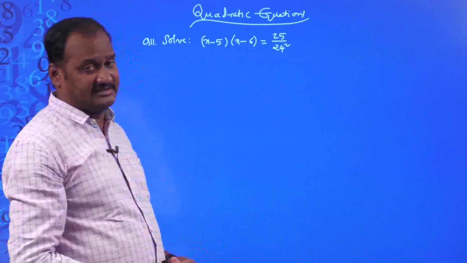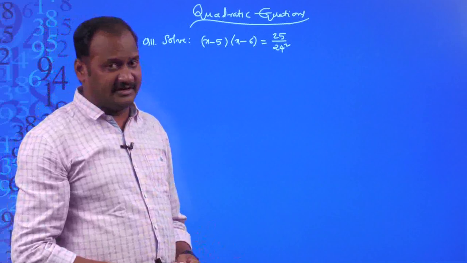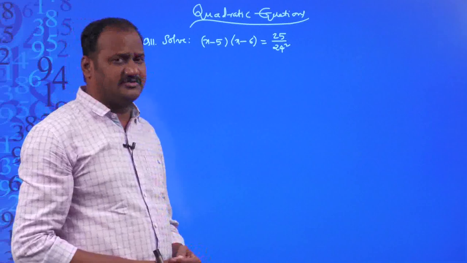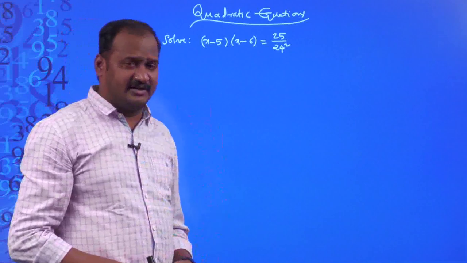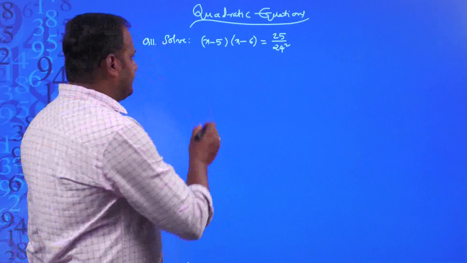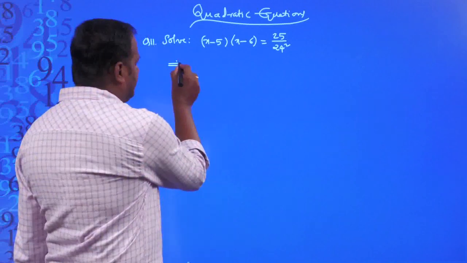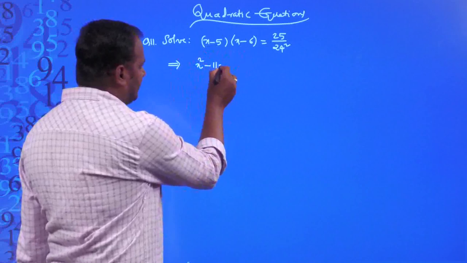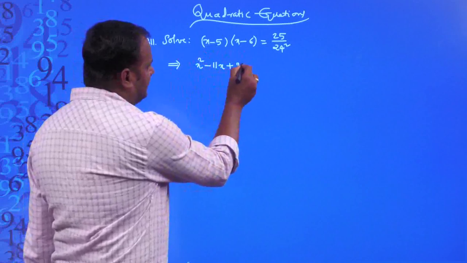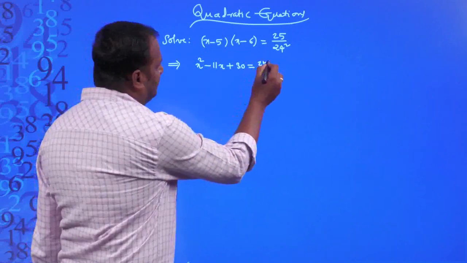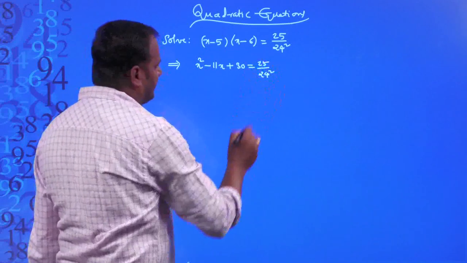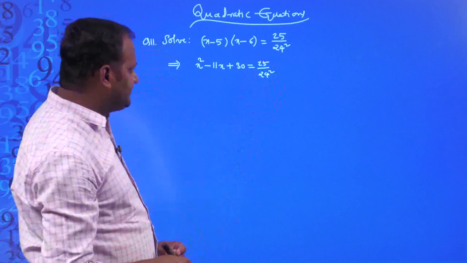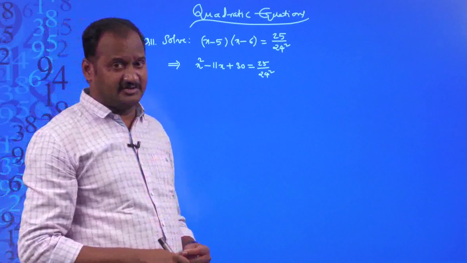Let us think how to solve this particular quadratic equation. See, x minus 5 into x minus 6 is equal to 25 by 24 square. Definitely, we will have to convert it into the standard form of quadratic equation. Okay, let us try to convert it into standard form. That would be x minus 5 into x minus 6, which is going to be x square minus 5 plus 6 is equal to 11x plus 5 6s are 30, is equal to 25 divided by 24 square. Okay, the square belongs only to 24 but not 25, right? So x square minus 11x plus 30 is equal to 25 by 24 square, right?